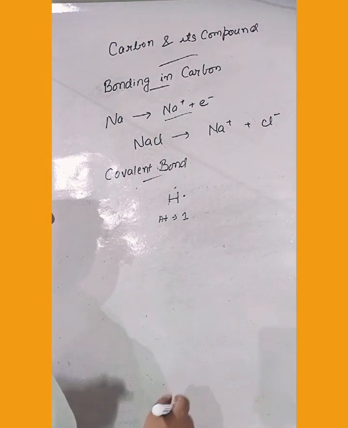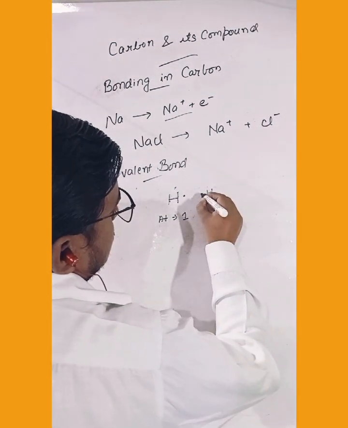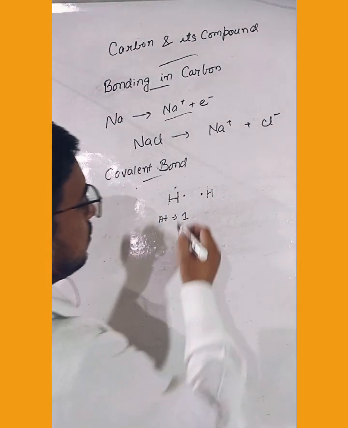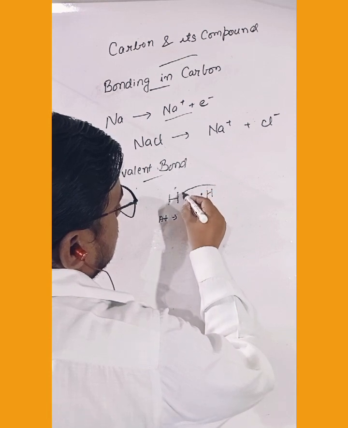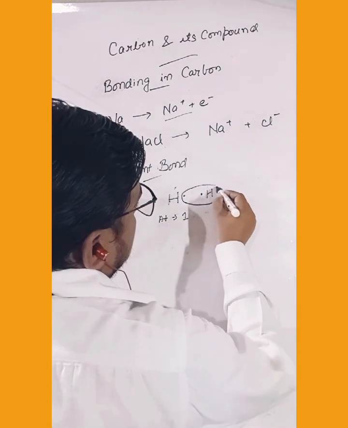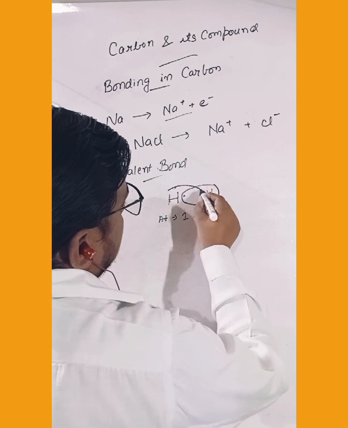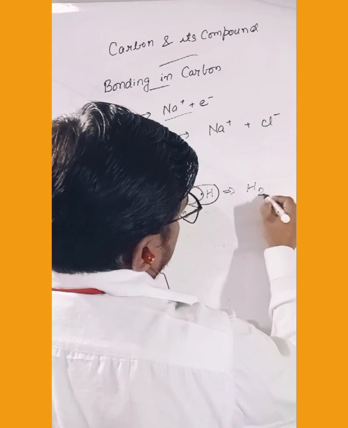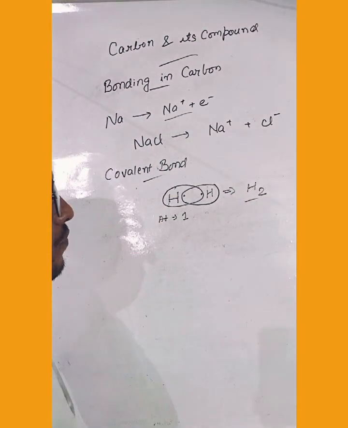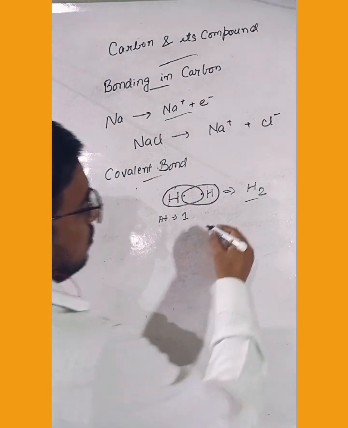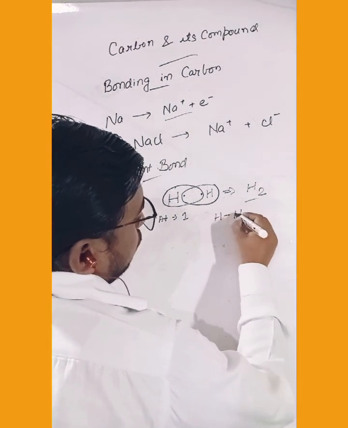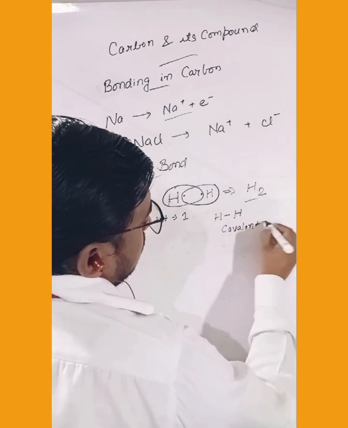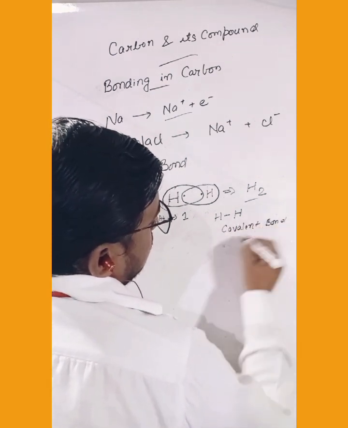It would combine with another hydrogen, so the sharing of electrons takes place. This hydrogen will share its electron with this one, and this hydrogen is going to share with this one. So they are forming a compound, H2. This is the common compound. Since sharing takes place, it forms a bond known as a covalent bond. It is a single covalent bond.